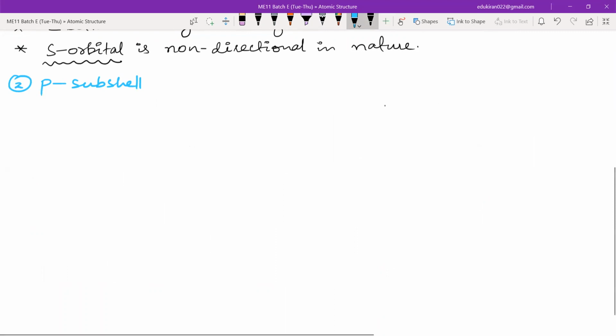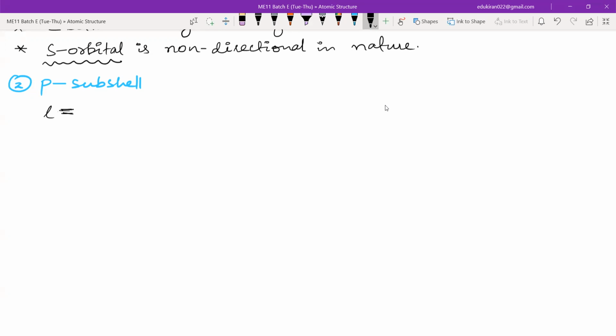In the p subshell, what is the value of l here, Shoaib? Yes, Shoaib, what is the value of l? 0 and 1. No. Can you please go to the azimuthal quantum number where I have taught? Can you please flip some pages? Shoaib, this is very crucial. No, keep your mic on.